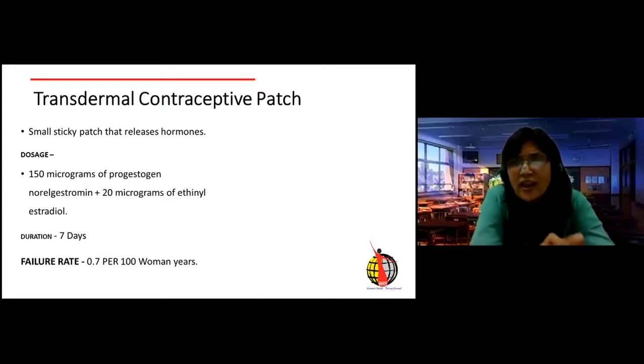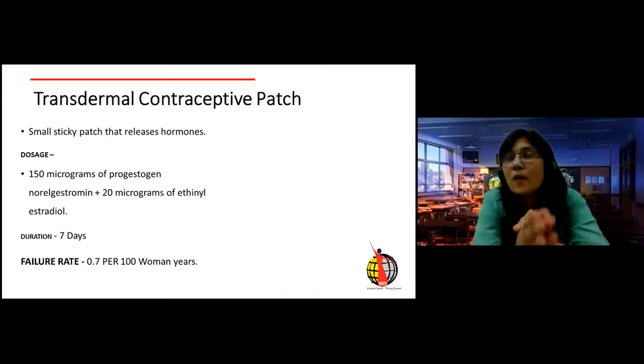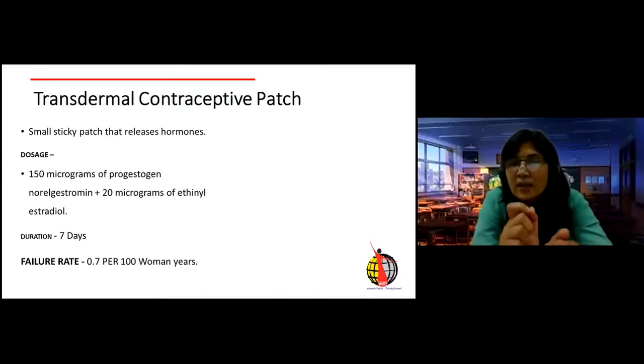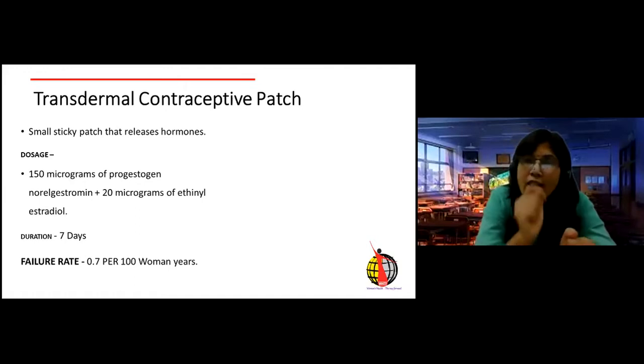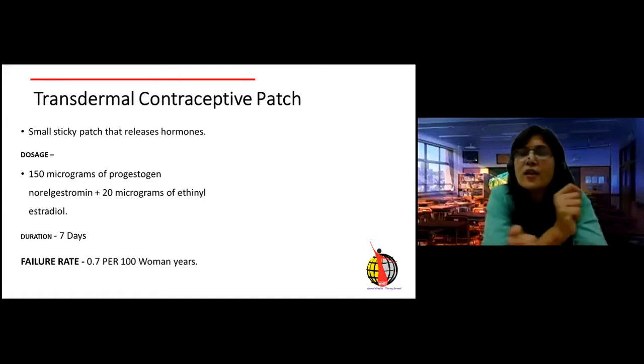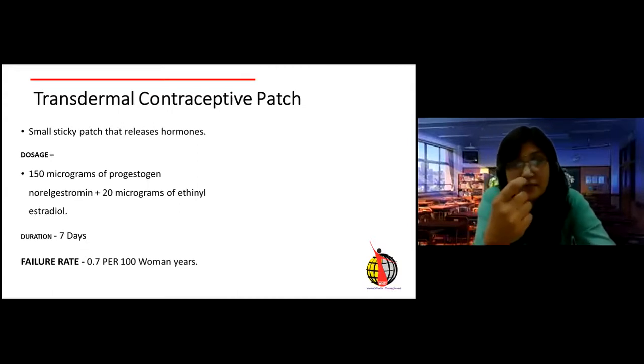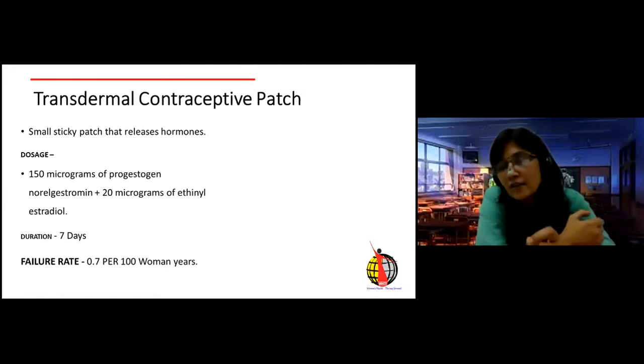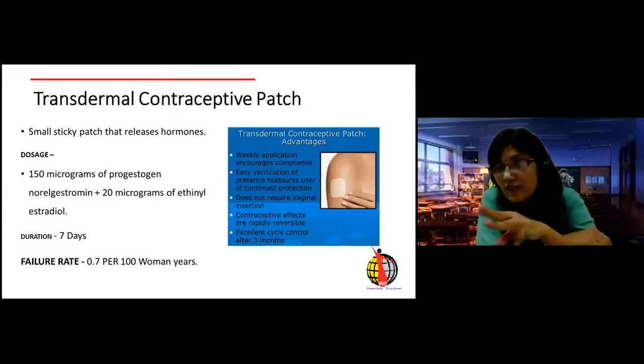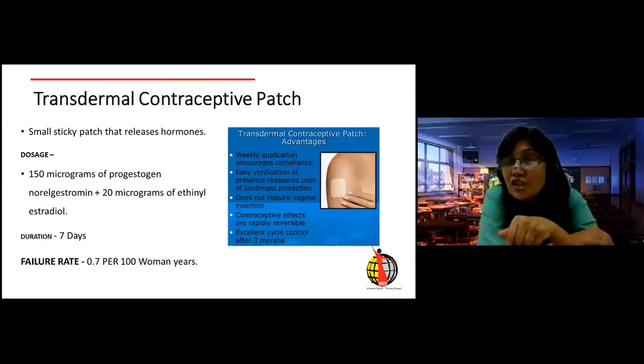Another very good method, preferred by women, is the transdermal contraceptive patch, which is a sticky patch which releases the hormones. Again, a lower dose is required for a patch because the first pass hepatic metabolism is circumvented. It releases 150 microgram of progesterone and 20 micrograms of ethinyl estradiol. Duration of use is 7 days. Failure rate is very low, 0.7 per 100 women years. So very good, the transdermal patch. Remember that it is a weekly application for 3 weeks. So every 7 days, the patch has to be changed.